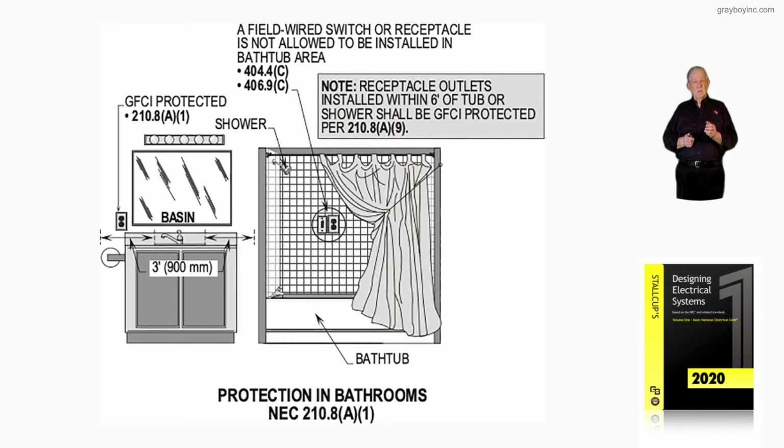A receptacle cannot be located there either, in accordance with 406.9, which says in part. Then notice the note, receptacle outlets installed within 6 feet of a tub or shower should be GFCI protected. That's a new rule that we find in 210.8A9. So be very careful where they're located.